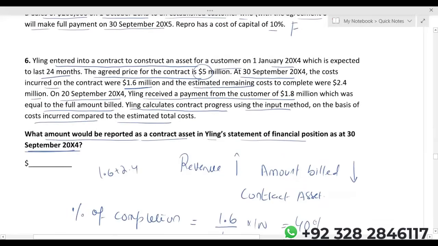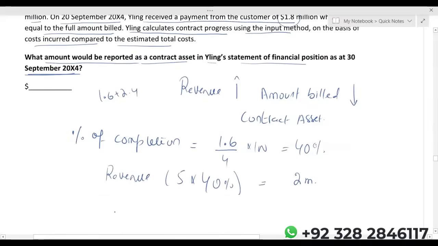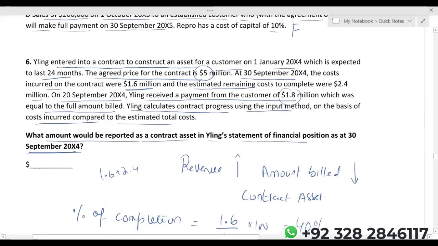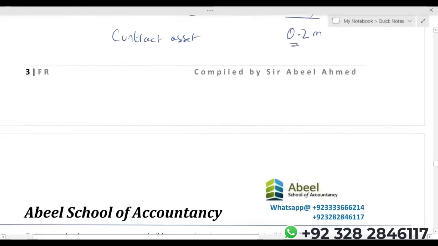The amount billed is 1.8. So you can see that the amount billed is less, and revenue earned is more. So you can say there's a contract asset of 0.2 million. First we have calculated the percentage of completion. Then we check how much revenue we have earned. Revenue earned is more, amount billed is less. So the difference is simply your contract asset.